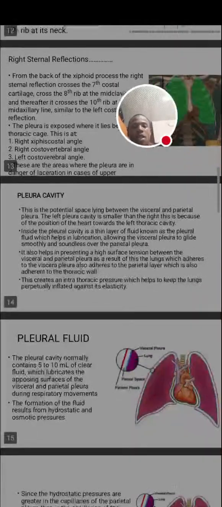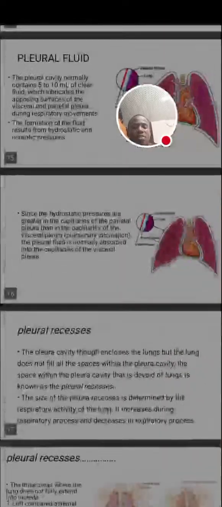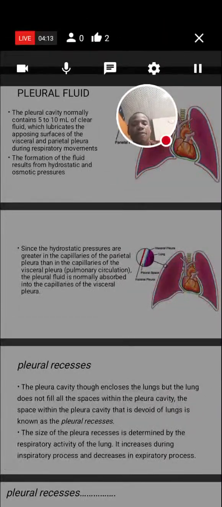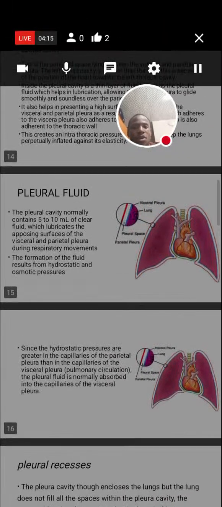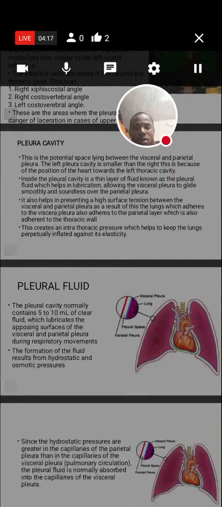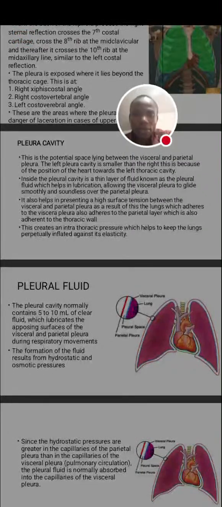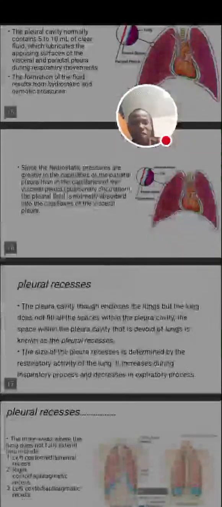Now, pleural cavity again. I think we've talked about all this. Pleural cavity, you have the serous membrane. It creates an intrathoracic pressure because it's sealed. The pleural fluid, of 5 to 10, we already said that.